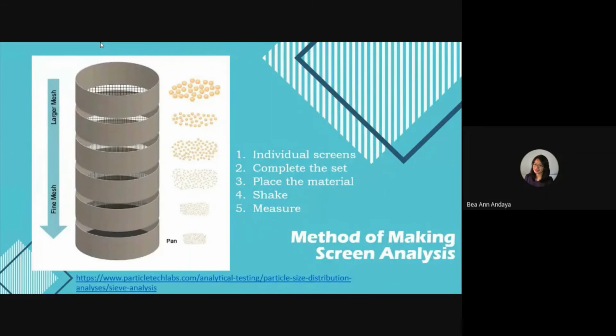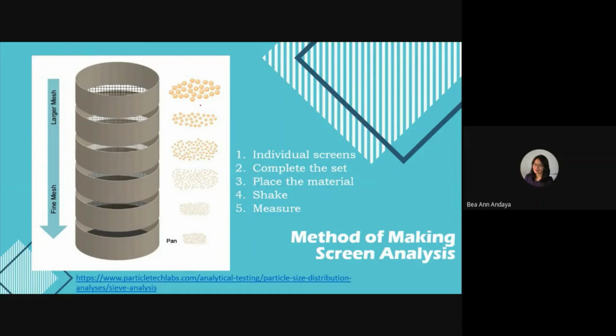Now, let's talk about the method of making screen analysis. Meron tayong 5 steps na dapat tandaan kapag nag-a-analyze tayo ng screens. 1, you must remember the individual screens. Ibig sabihin, kukunin natin yung individual test sieves na merong specified scales. So, for example, meron kang 3 mesh na screen, 200 mesh na screen, depende yan sa gusto mong i-test na screens. Okay? And of course, lagi nating nililista yung mga data na ito. You must complete the set.